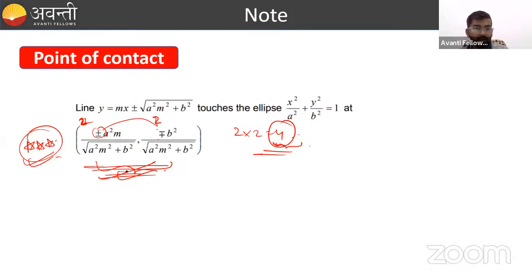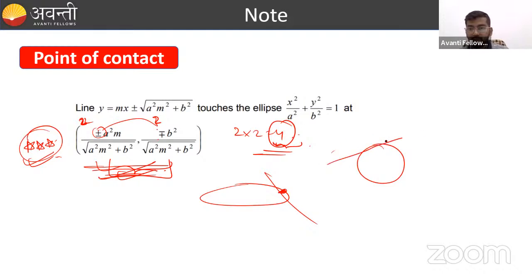You know for which condition this point of contact has been given, right? When a tangent is drawn to the ellipse, this is the tangent point. Or you have been given a line y equals mx plus c only. Now you have to find the point of contact. So you can use this and find the point of contact.